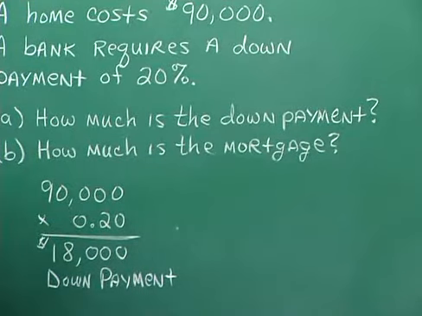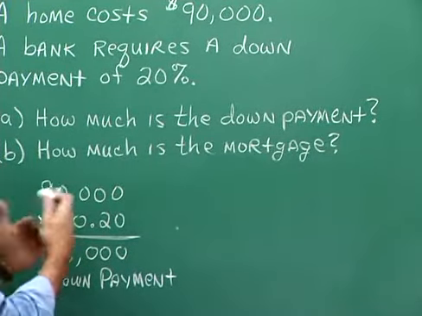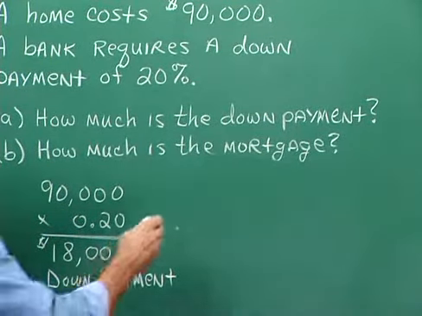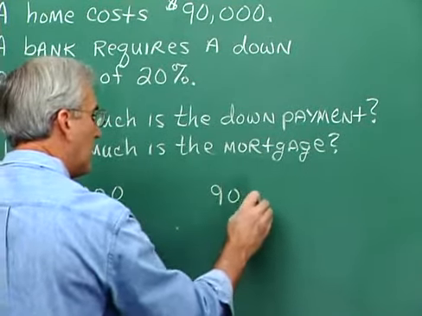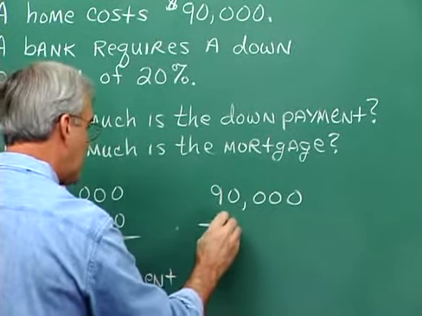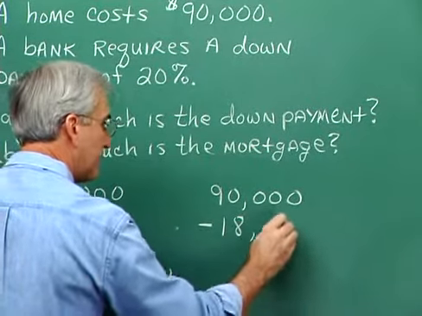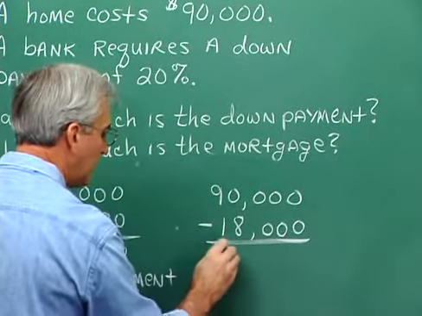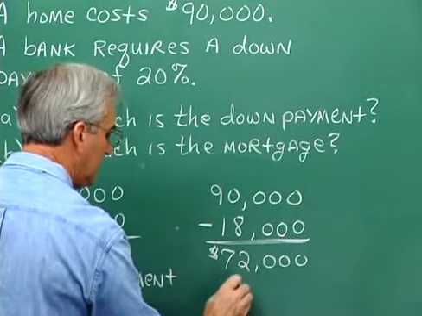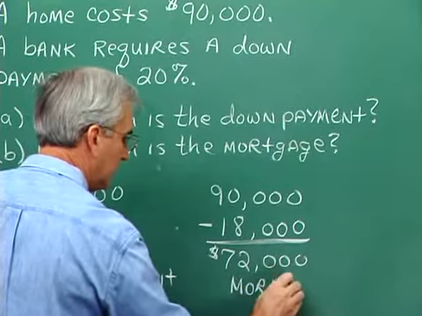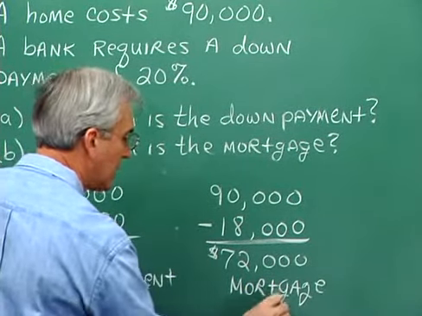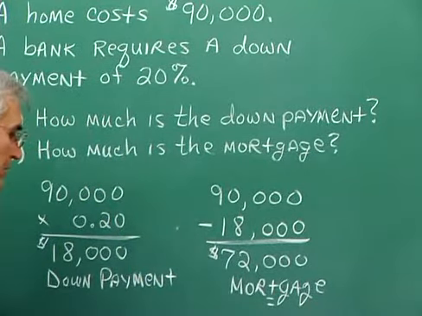All right, let's calculate the B part. How much is the mortgage? Well, the mortgage is just the difference between the cost of the home and the down payment. So we take the cost, the price of the home, the purchase price, and we subtract the down payment. And the mortgage for this home is $72,000. Kind of a funny spelling on mortgage, isn't it? Because the T is silent when we say mortgage.